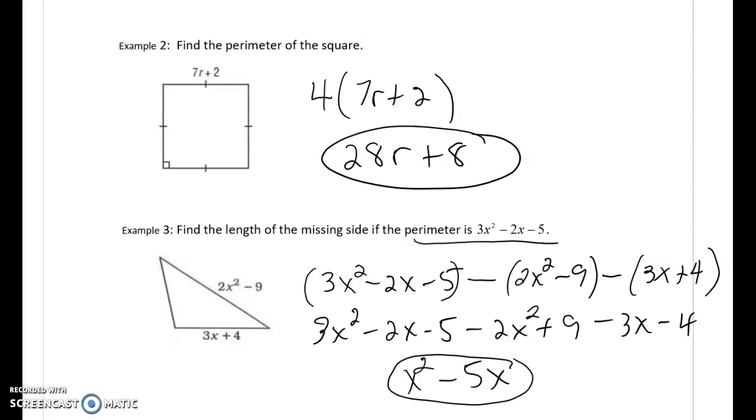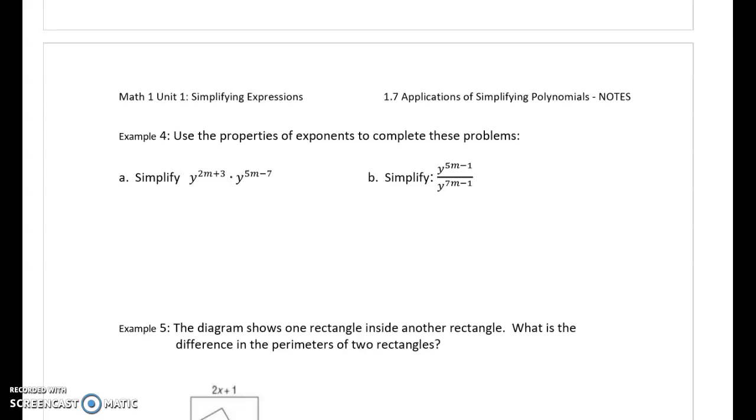So when we simplify and combine like terms, we should end up with x squared minus 5x for our length of the missing side. So here we are multiplying and dividing exponential expressions where the exponents are algebraic expressions themselves. Let's take some time to see if we can apply what we've learned in previous lessons to more recent lessons to find the simplified expression for these two.